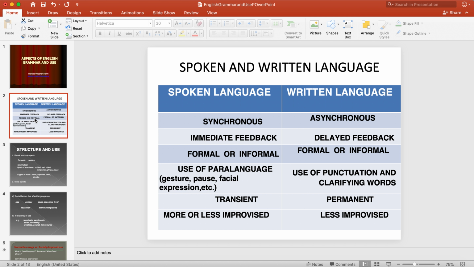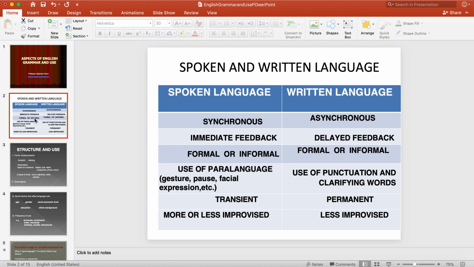Obviously, when we're looking at spoken language and written language, here we're talking about traditional forms of spoken language and written language. So perhaps digital communication will be out of the question here, because of course digital communication could be more or less asynchronous, and we have different modes and different forms of communication. So basically we're talking about traditional written language and traditional spoken language. So we were saying that spoken language has immediate feedback. Written language has delayed feedback.